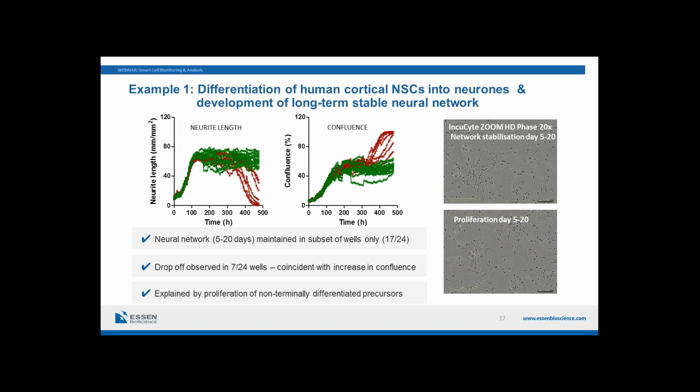When we reviewed those images and reanalyzed them for confluence as well as neurite length, it was very clear that there was a strong correlation between the drop-off in neurites and this increase in cell confluence. And it didn't take us long, by retrospective analysis of the images, to verify that the reason why in a subset of these wells we saw this unstable neurite network was because the non-terminally differentiated precursors, which were relatively few and far between, had begun to proliferate and dominate the culture. So throughout the course of the assay, we had the ability to understand what was going on.